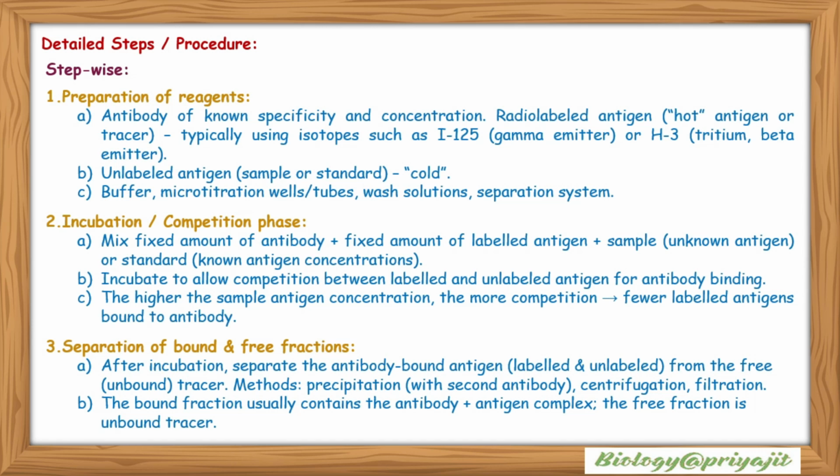Detailed steps or procedure: stepwise preparation of reagents: antibody of known specificity and concentration, radiolabeled antigen which is hot antigen or tracer, typically using isotopes such as I-125, a gamma emitter, or hydrogen-3 or tritium, a beta emitter. Unlabeled antigen, that is sample or standard or cold. Buffer, microtitration wells or tubes, wash solution and the separation system.